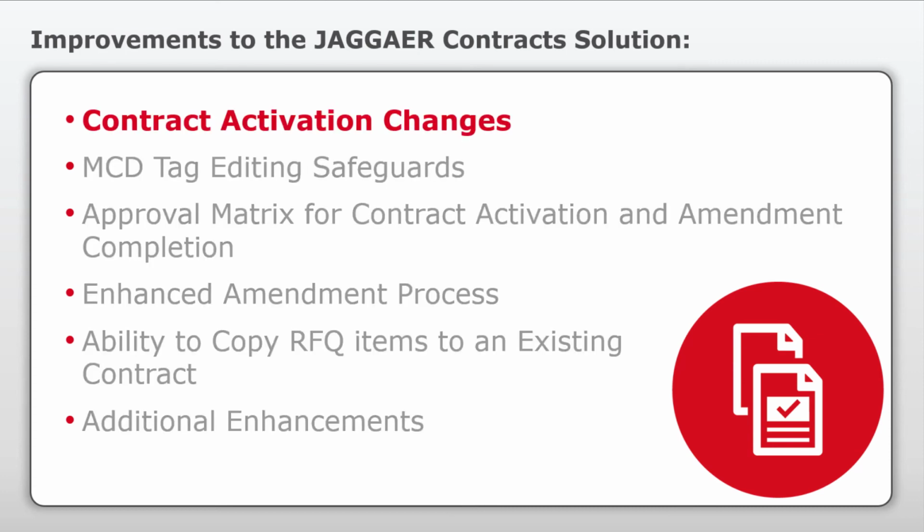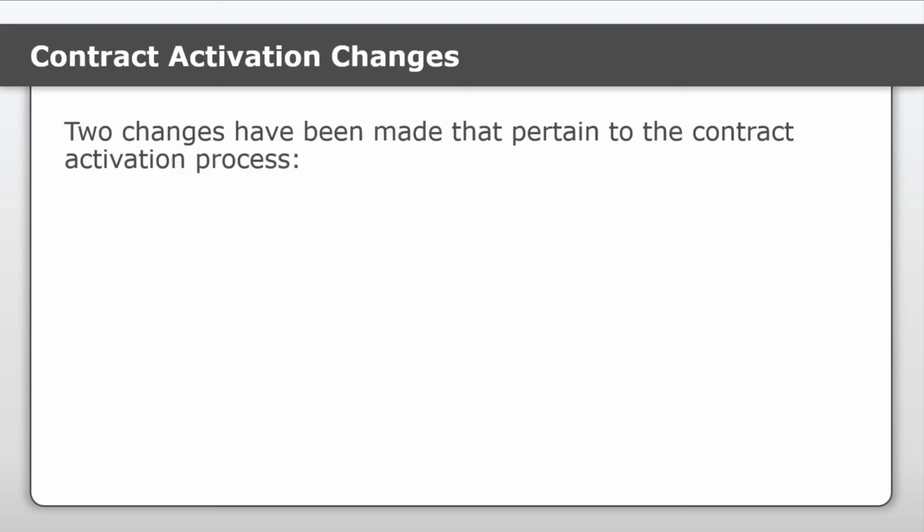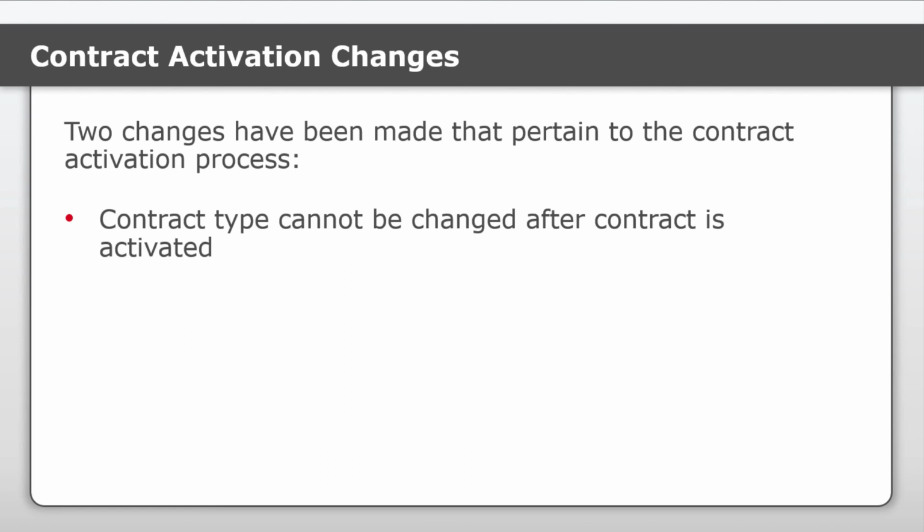Let's begin by talking about the contract activation changes. In the 20.2 release, two changes have been made to the contract activation process. First, the contract type cannot be changed after contract activation. This prevents potential conflicts related to changes to contract type requirements.